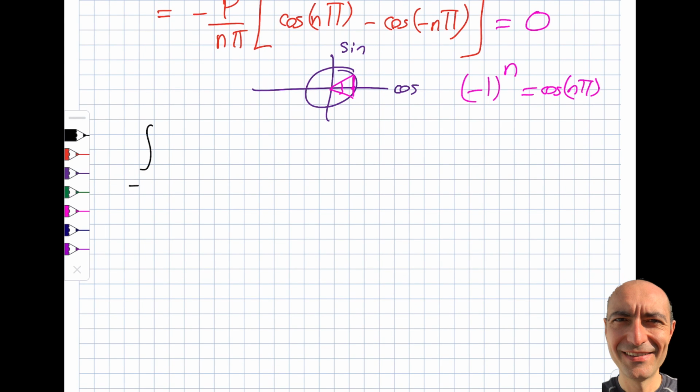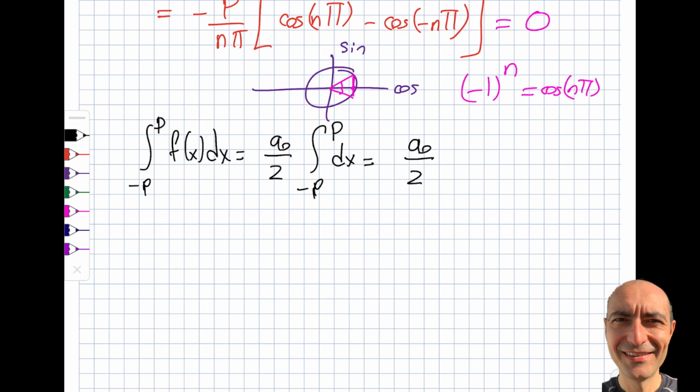So let me write what I just said. It's going to be the integral from minus p to p of f of x times dx, which will be equal to a0 by 2 times the integral from minus p to p of dx. So a0 by 2, I'm taking the integral of the right hand side, so that's going to be x from minus p to p. So you can see here it is equal to a0 by 2, and this is going to be basically p minus minus p, right? So that's going to be 2p. And you can see why I have the 2 now, okay?